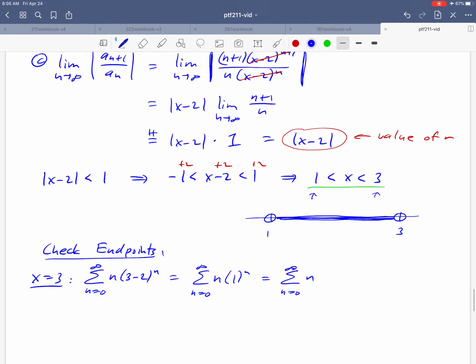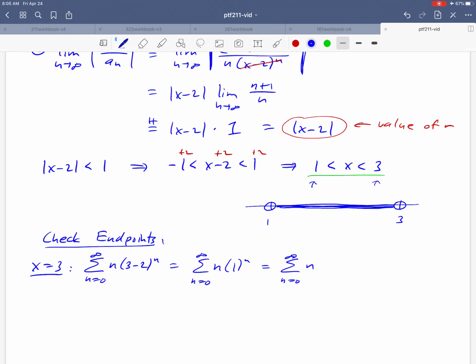Okay, is that a convergent or a divergent series? Well, you can probably look at that and see that it's divergent. And if you really want to check it, just think about the test for divergence here. If we take the limit as n goes to infinity of n, we get infinity and that's not equal to 0. Okay, and that confirms the divergence that we said above. Divergence by the divergence test. So we've confirmed that over here at the right-hand endpoint, we have a series that doesn't converge.